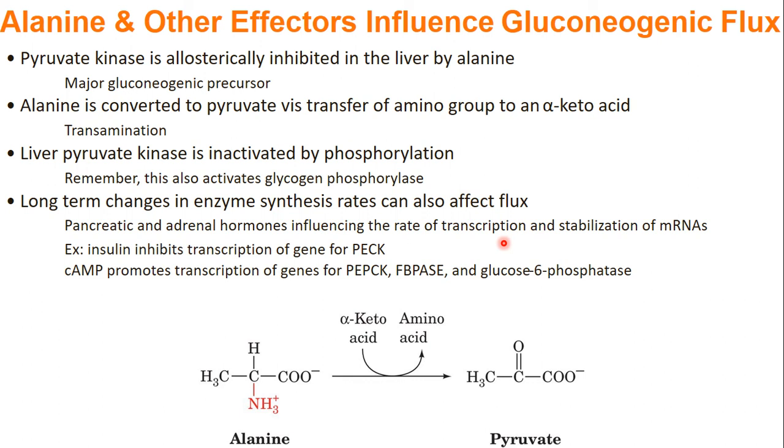Note insulin will inhibit transcription for the gene PEPCK, while cAMP promotes PEPCK, FBPase, and glucose 6-phosphatase being made. So you don't have any energy, make these genes. While insulin says we have a lot of glucose, don't do gluconeogenesis. We don't need it. And that's it for our chapter on glucose and glucose metabolism.